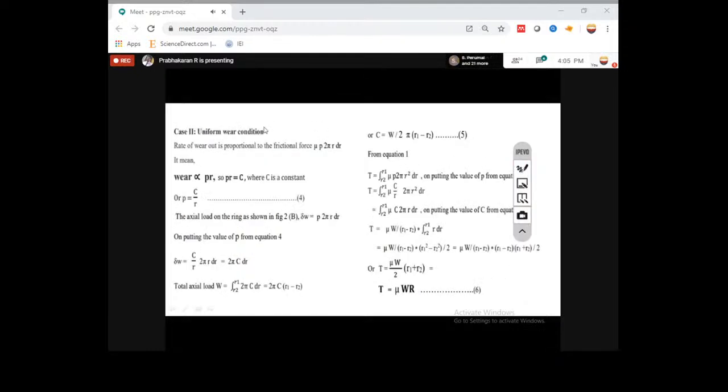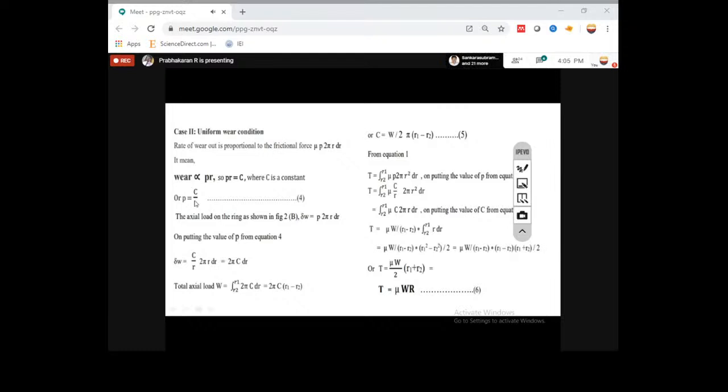Next, that is for the uniform wear condition. From the GATE exam point of view as well as the technical knowledge, you should understand one thing, very important: wear rate is directly proportional to pressure. If you increase the pressure, the wear rate will increase. If the wear rate increases, the pressure will increase. That is the relation, very important.